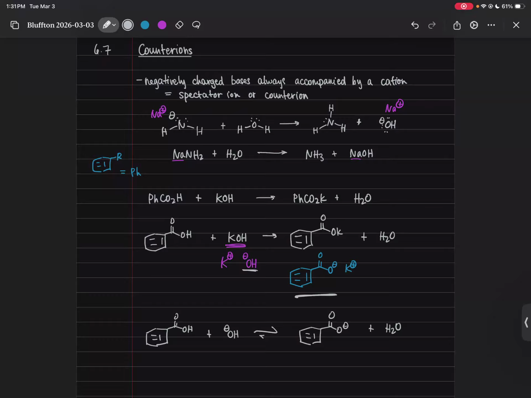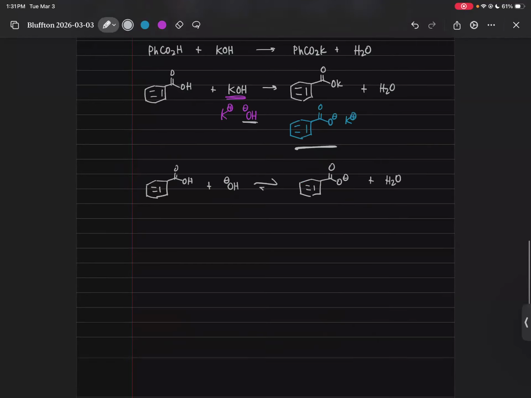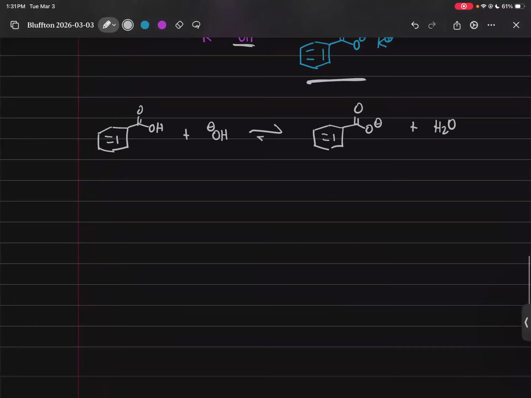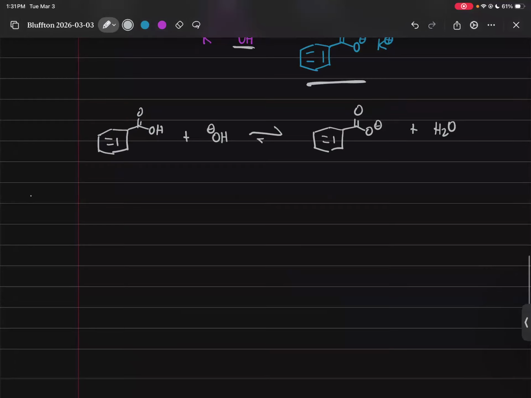Okay, so the main thing there is look for those alkali metals. Those will be your cations. Okay, one final point.